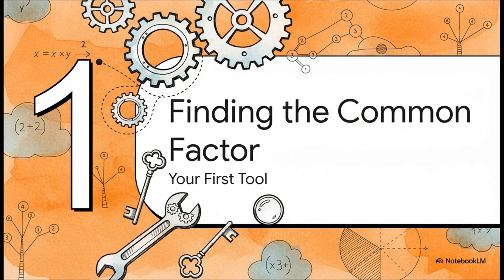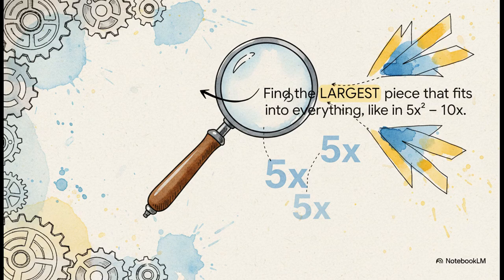This is the one you should always reach for first. It's the simplest and often the most powerful method there is, just finding the common factor. Let's look at this expression, 5x squared minus 10x. Our goal here is to find the single biggest piece that fits into both of those terms. So what number divides both 5 and 10? Yep, it's 5. And what variable is in both terms? Well, that's x. So our greatest common factor is 5x.